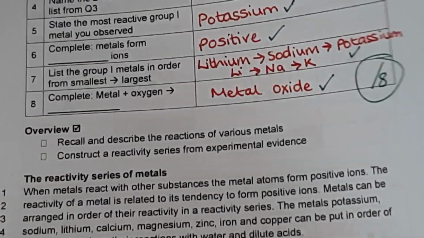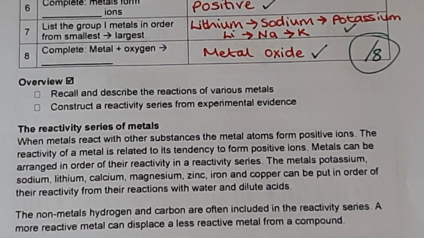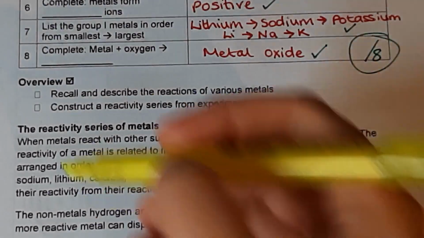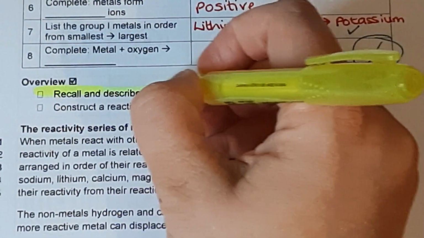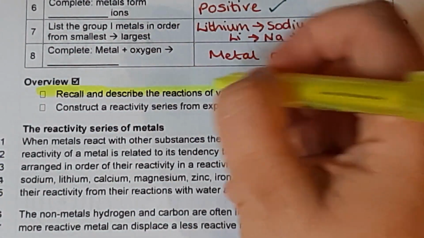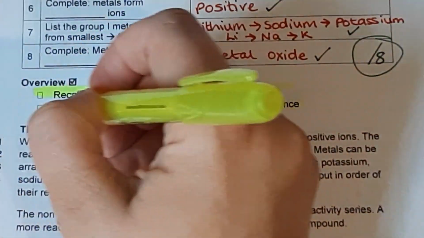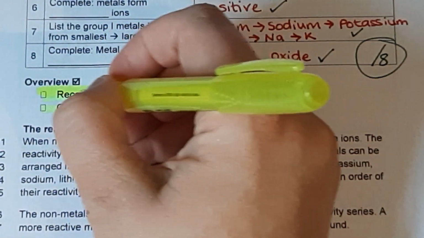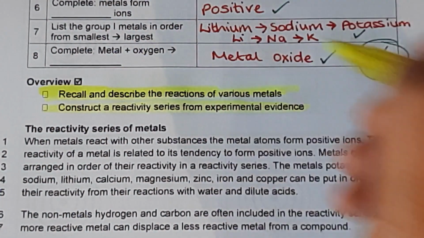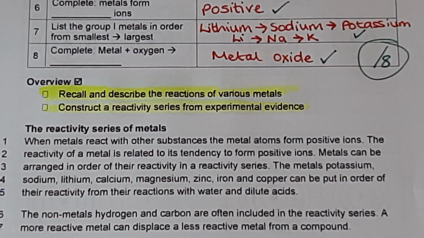Okay, so today we are going to be able to recall and describe the reactions of various metals, and we're going to construct a reactivity series from experimental evidence. Unfortunately we're not going to be able to do that part today because that is a practical based part of the lesson, but once we're back in the classroom we'll be able to do that.